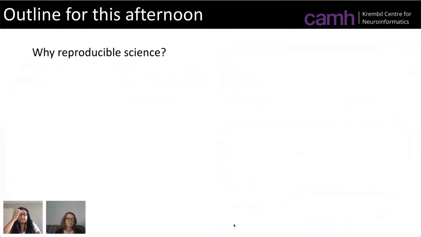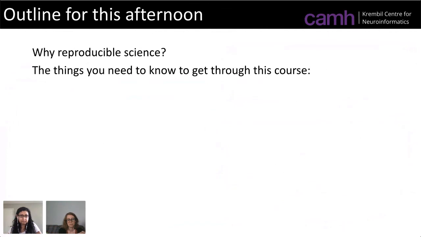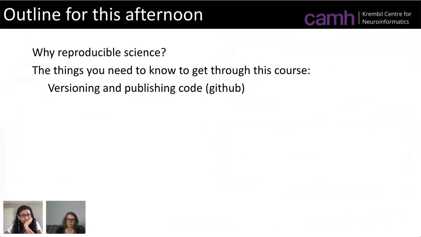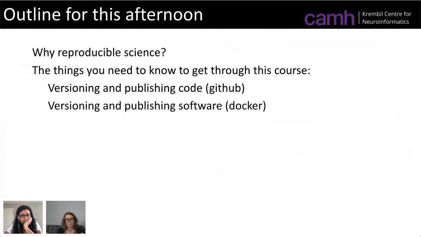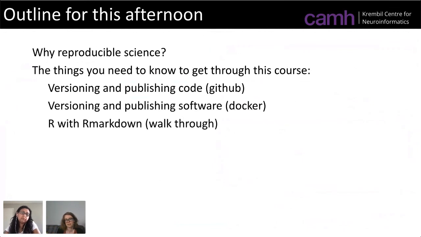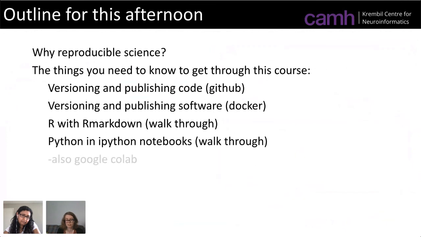Cool. Okay, this one's line at a time. So this is the outline for today. So we're going to start. I'm going to talk about reproducible science and why I'm teaching you reproducible science, just a little bit of theory, and then we'll go into a larger section today, where we might put the break in the middle of it because it's the largest section, which will be really walking through all of the tools that we use in this course and that are important for you to know about. So we have versioning, publishing code, we have version and publishing software with containers and Docker. And then we're going to walk through some of the systems we use, like R and R Markdown, as well as Python and IPython notebooks.